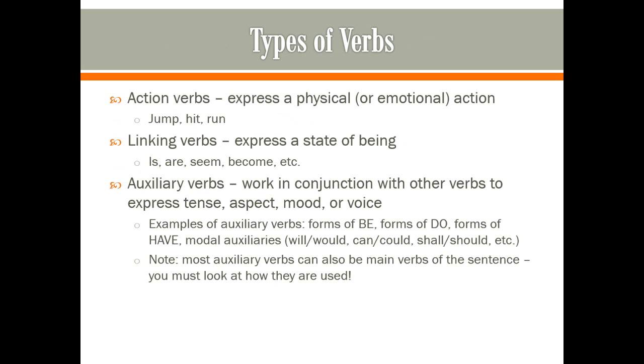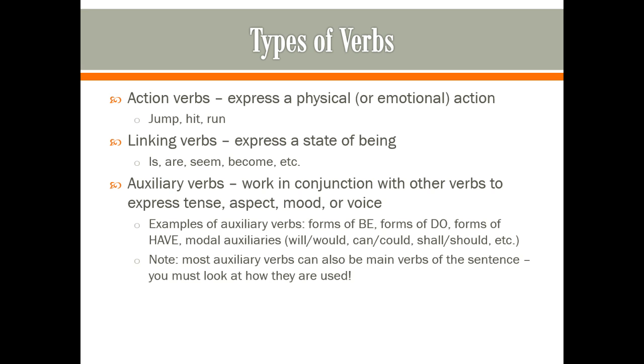Types of verbs. Well, the ones that are most common and that you probably are most comfortable with identifying will be your action verbs. They express either physical or emotional actions, words like jump, dance, sing, smile. Linking verbs are verbs that express a state of being, and they link the subject to something in the predicate. The forms of be are the most common linking verbs. We also have words like seems or becomes that are linking verbs.